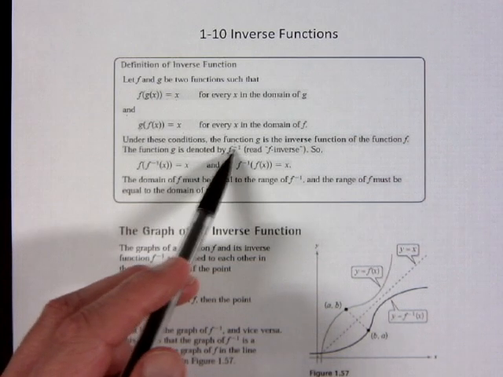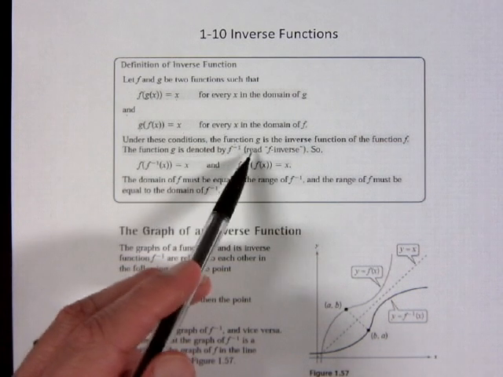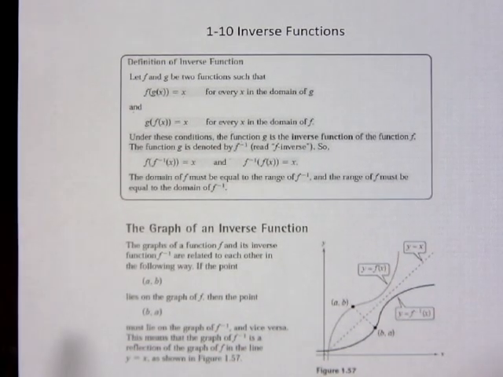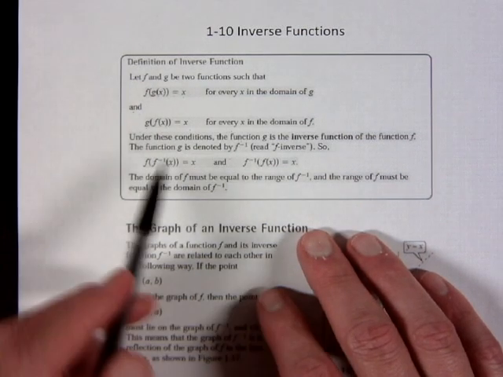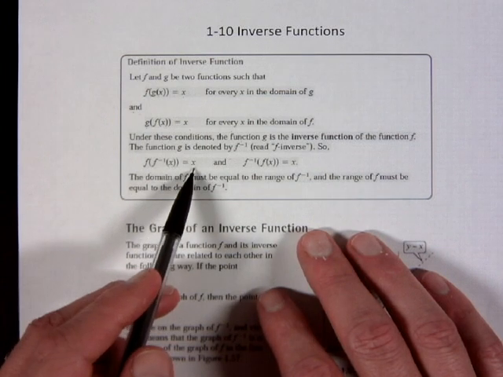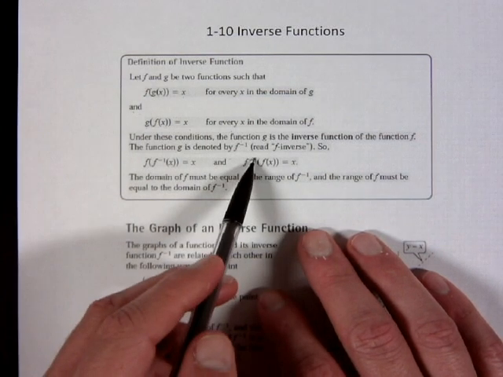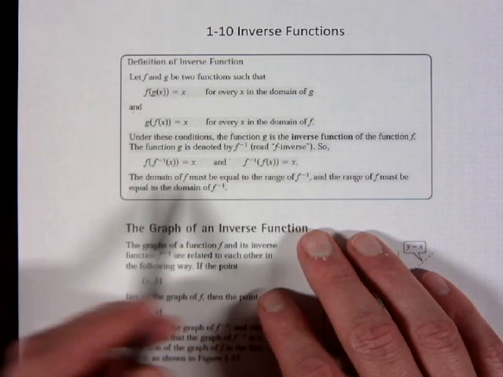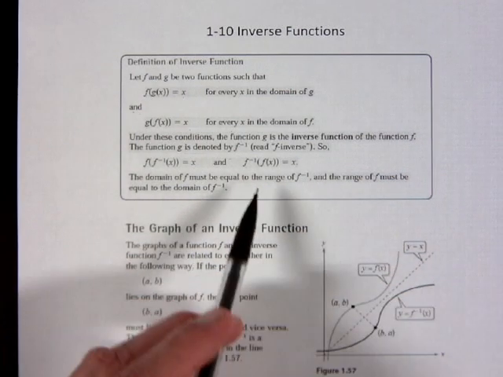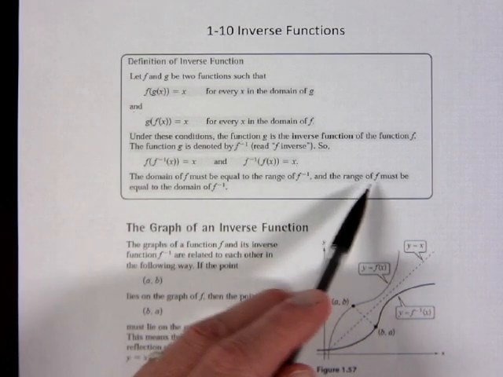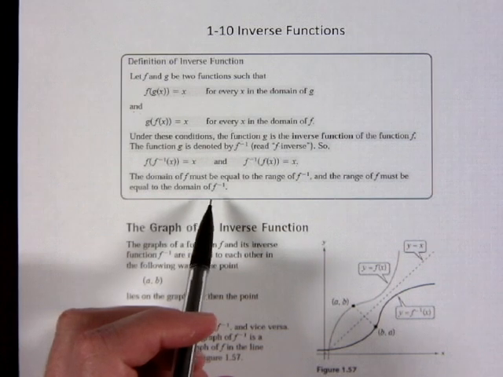Here's the notation. It looks almost like an f to the -1 power, but that's not a power. It's read as f inverse. Most of you are familiar with that notation. In order for a function to have an inverse, f of f inverse of x should equal x, and f inverse of f of x should equal x. Of course, the domain of f must equal the range of f inverse, and the reverse: the range of f must equal the domain of f inverse.